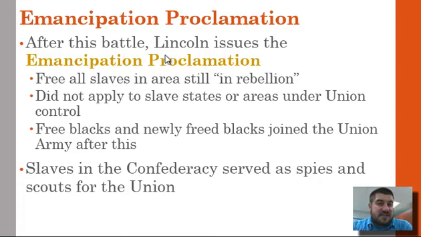Slaves in the Confederacy did begin to serve as spies and scouts for the Union, because if the Union wins, slavery is going away, right? So after this, the effect of the Emancipation Proclamation is free blacks and newly freed blacks join the Union Army and serve in segregated regiments. But there's a great 80s movie about this called Glory.